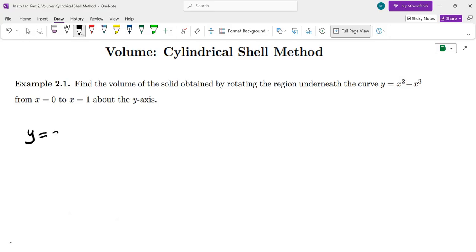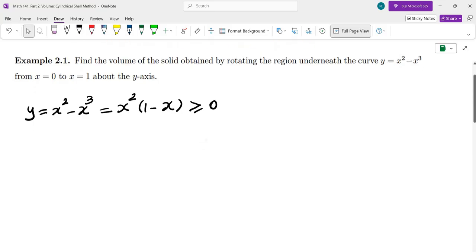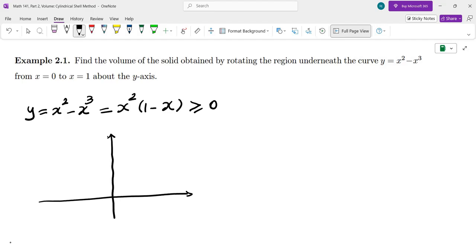So this is y equals x squared minus x cubed. I can factor x squared, and that gives you 1 minus x. In this interval, when x is between 0 and 1, this entire thing is always greater than or equal to 0. We do have two intercepts, x equals 0 and x equals 1. So the graph would roughly look like this. Notice that at 0 the graph is tangent because we have x squared. So they're talking about this region.